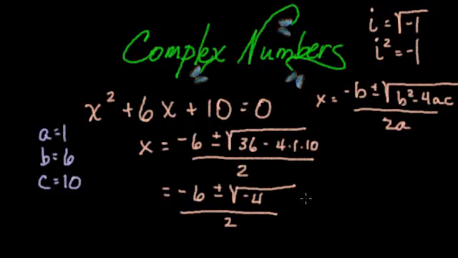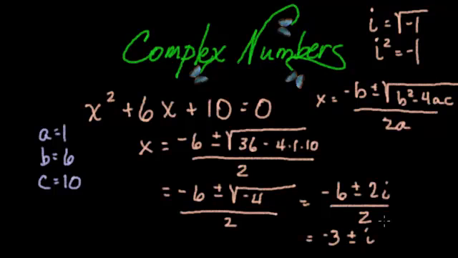I then get negative 6 plus or minus 2i all over 2. Simplifying this yields me negative 3 plus or minus i. And there we have it. There's our manipulation of complex numbers.